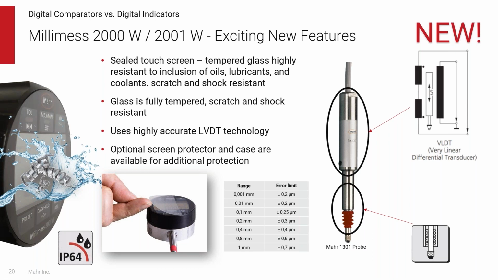They're based on a tried and true technology here at Mahr, our LVDT, linear variable differential transducer. Specifically, the Mahr 1301 probe, which Mahr has been making for quite a long time. It's industry tested and trusted. We use the same type of LVDT in the 1301 probe in the new Millimesh 2000 and 2001. And because of that, they're very highly accurate.